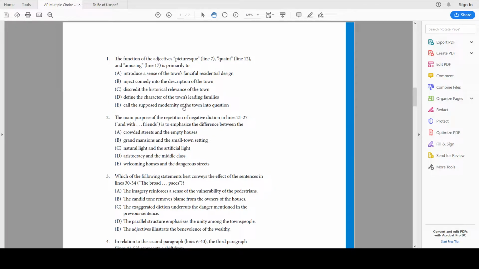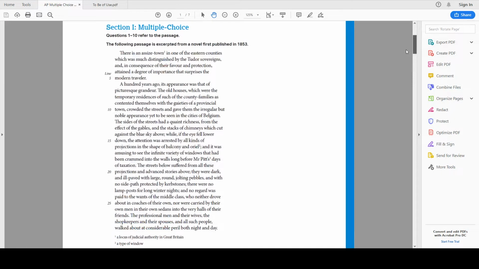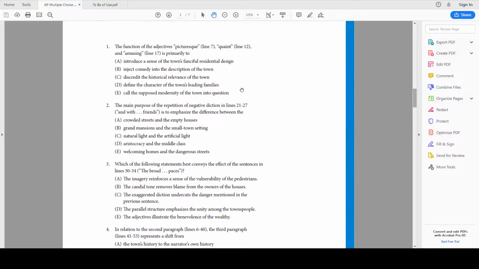E, call the supposed modernity of the town into question. Certainly, this is a passage which is about the modernity of the town. I'm assuming that you read the whole thing. But the question is, are those adjectives used in a specific sense to question the modernity of the town? Let's go back. The old houses, which were the temporary residences... There's nothing questioning or critical about that. So to me, the answer is A.